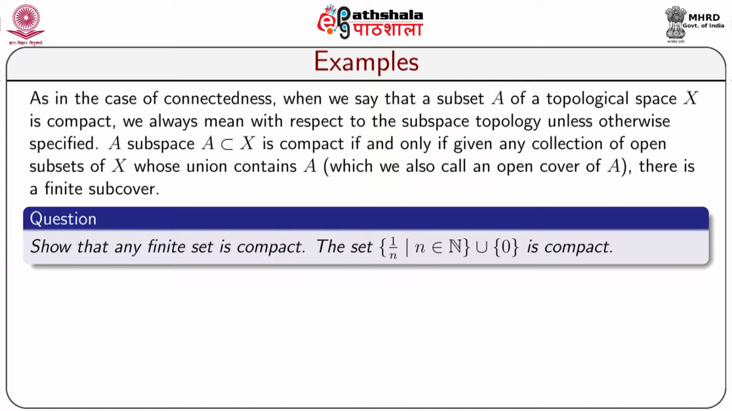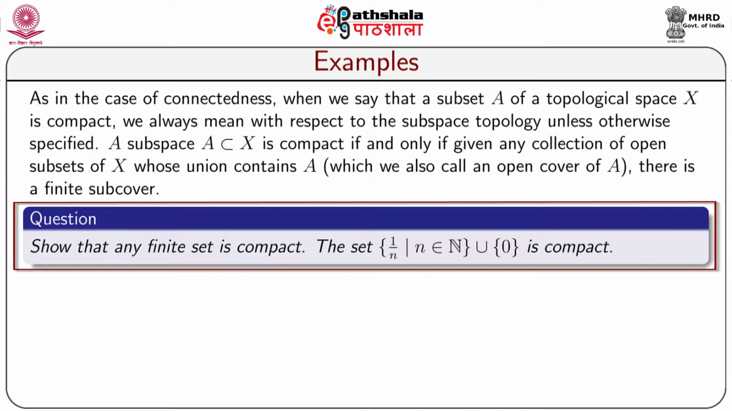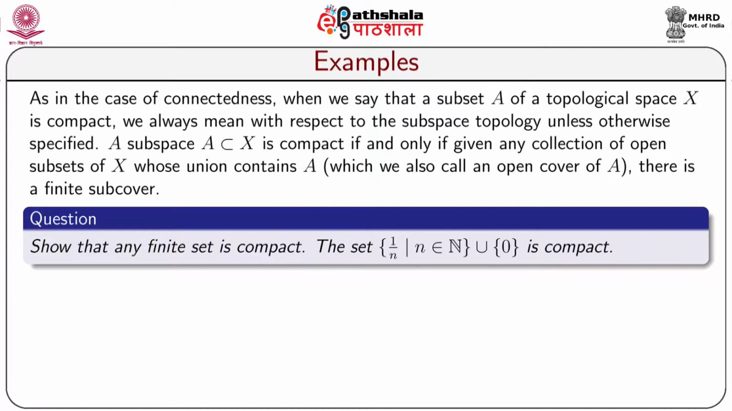Now, the following is an example of a compact space. Let us consider the set {1/n such that n belongs to N} union {0}. Then this is compact, because this is closed and bounded, so by the Bolzano-Weierstrass theorem this is compact. But if we delete 0 from this set, then this set does not remain closed. So, this fails to be compact.